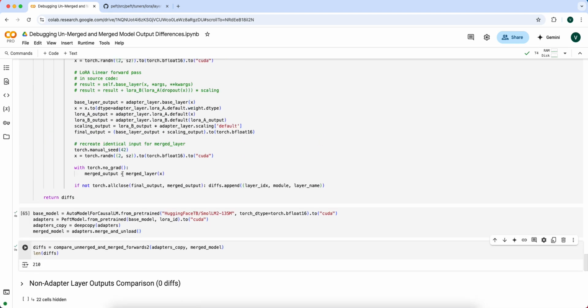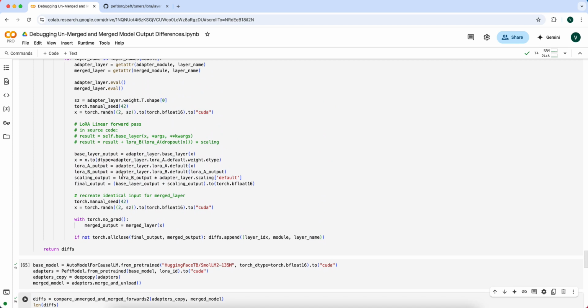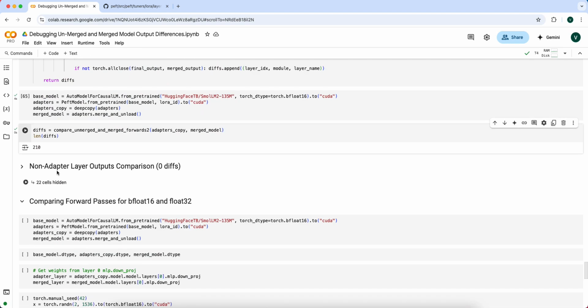So at this point, I was pretty sure that the difference is between the forward passes. And that's really interesting to me because conceptually they're the same, but computationally they are not, right? One matrix operation versus four, that compounds these floating point differences throughout the model.